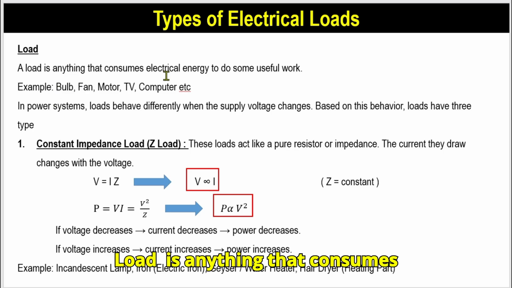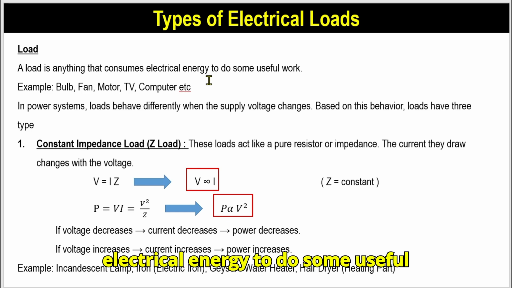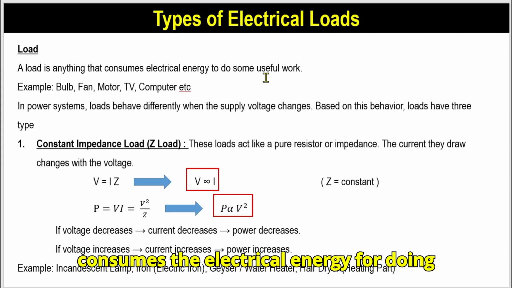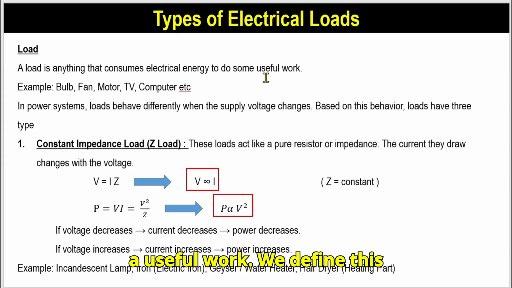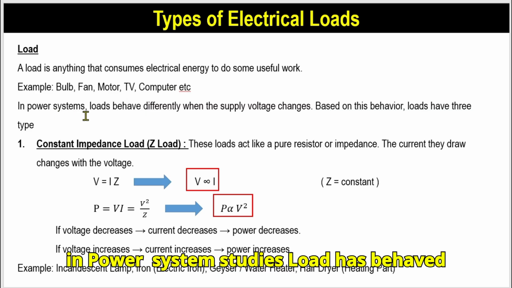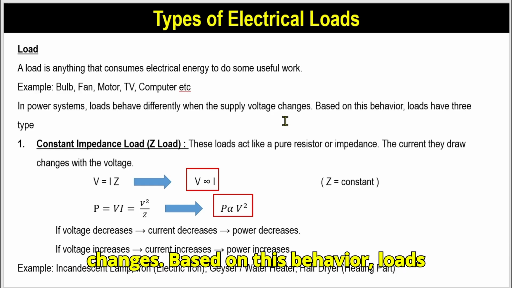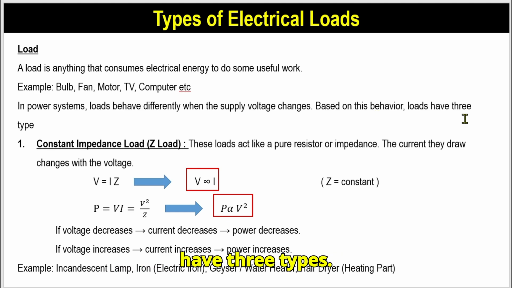A load is anything that consumes electrical energy to do some useful work. So, any device which consumes the electrical energy for doing a useful work, we define this device as a load. Example: bulb, fan, motor, TV, computer, etc. In power system studies, loads behave differently when the supply voltage changes. Based on this behavior, loads have three types.